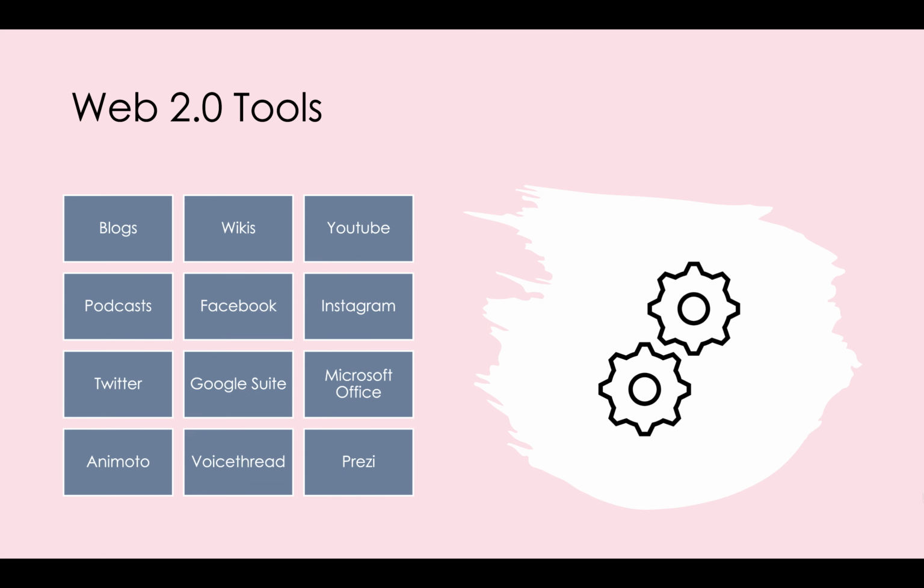The following are a few examples of available Web 2.0 tools. These tools are blogs, wikis, YouTube, podcasts, Facebook, Instagram, Twitter, Google Suite, Microsoft Office, Animoto, VoiceThread, and Prezi. While all of these tools are different and have various areas of focus, they are all able to be used for collaboration and communication in an online environment. Exploring the capabilities of each of these tools offers opportunities for educators to create engaging and motivating lessons for students to complete.